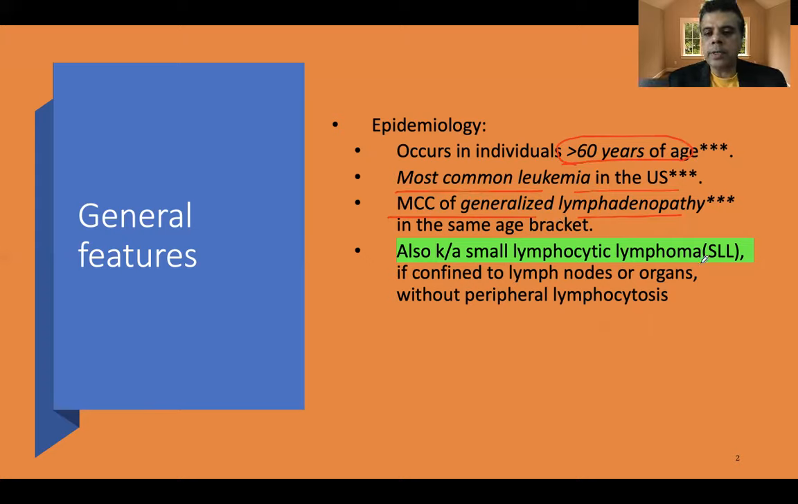It's also called small lymphocytic lymphoma if it is confined to the lymph nodes or organs without peripheral blood lymphocytosis. So if there is no lymphocytosis in the peripheral blood, but it is confined to some lymph node or organ, then we call it small lymphocytic lymphoma rather than chronic lymphocytic leukemia. Many times, these two terminologies, CLL and SLL, are used interchangeably.